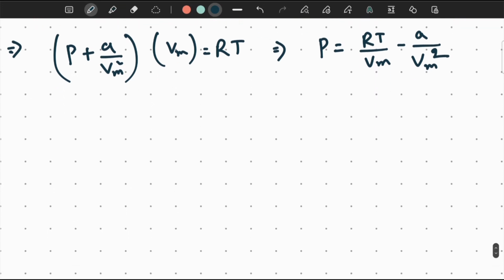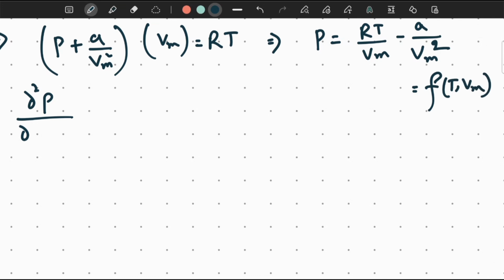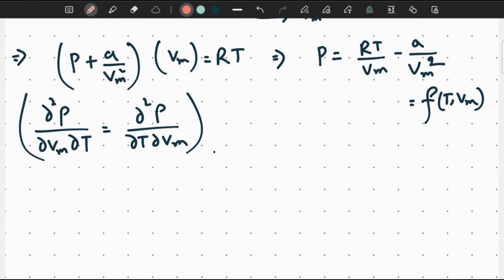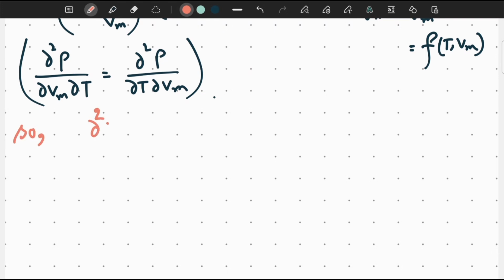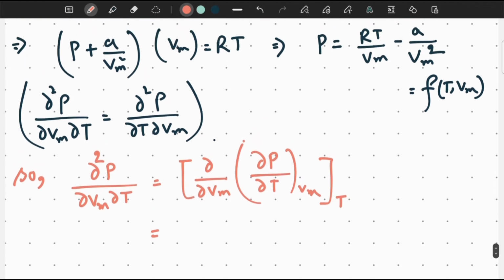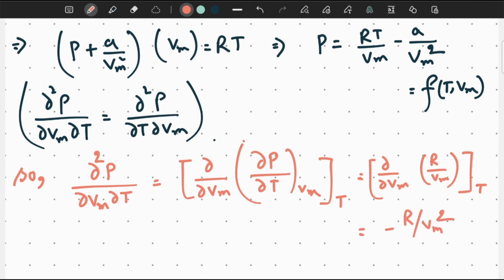Now you have to show that pressure is an exact differential. For that you have to establish, because now pressure is a function of T and Vm, that del/del Vm of (del P/del T) equals del/del T of (del P/del Vm). You have to show it to prove it an exact differential. So now the first term: del P/del T at constant Vm. If you differentiate here, no T, so it will only be R by Vm. Then at constant T, it will be minus R by Vm square.